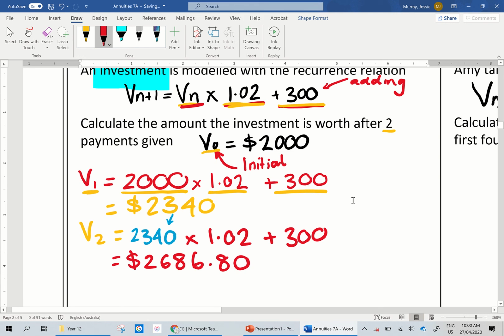That's the answer. So again, I might be sounding like I'm making it complicated because I'm trying to get you to have that deep understanding of where things are coming from. Otherwise, all we did was sub values into that formula that they gave us in the question.